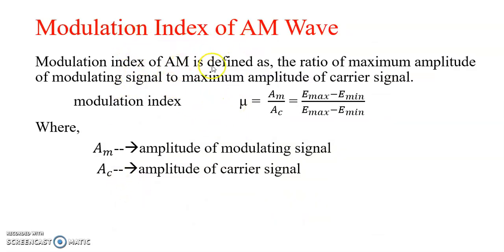So modulation index is defined as the ratio of maximum amplitude of the modulating signal to the maximum amplitude of the carrier signal. So modulation index mu is equal to AM by AC, that is also known as Emax minus Emin divided by Emax plus Emin. Please note that here it is plus, not minus. Emax minus Emin divided by Emax plus Emin. So Emax is nothing but AC plus AM. Emin will be AC minus AM.